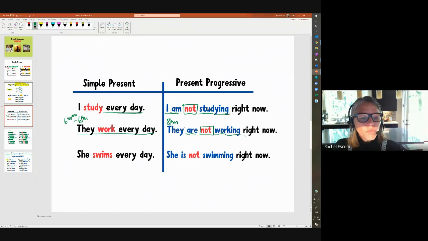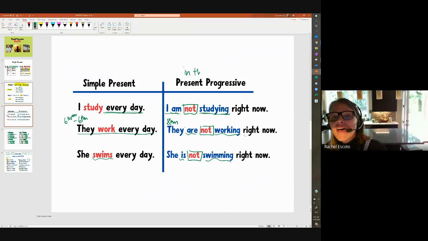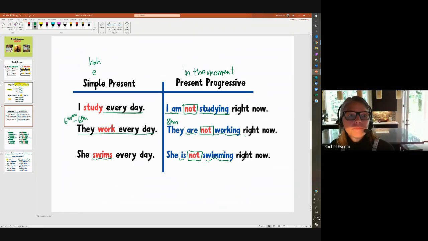Okay? She swims every day. She swims, but right now in this moment, she is not swimming. Okay, so that's the difference between simple present and present progressive. This is in the moment. And this is habitual. Every day.